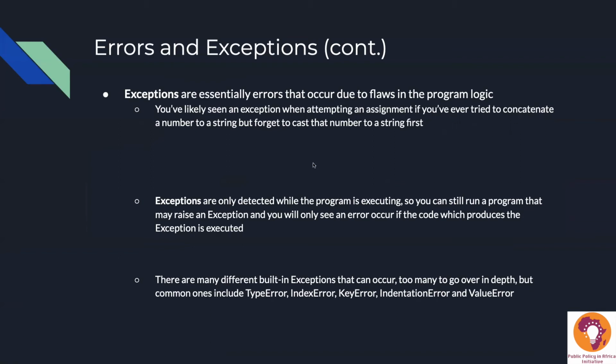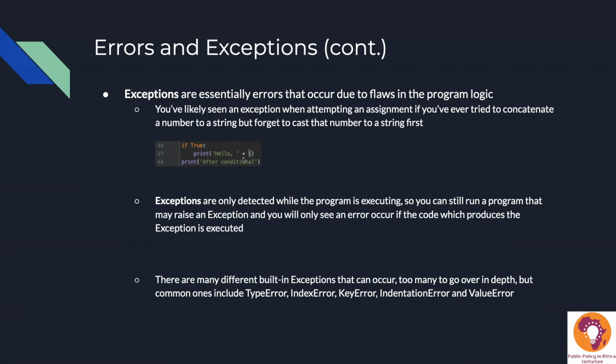If you try to concatenate the two like I do here, I have if true, so this will always evaluate to true. Then on line 47, I'm trying to print hello plus 1. One is an integer, hello is a string. So Python doesn't know what to do with this plus operator here.